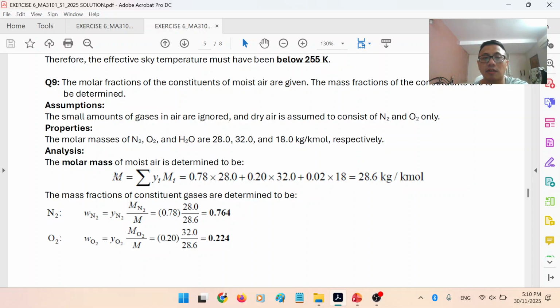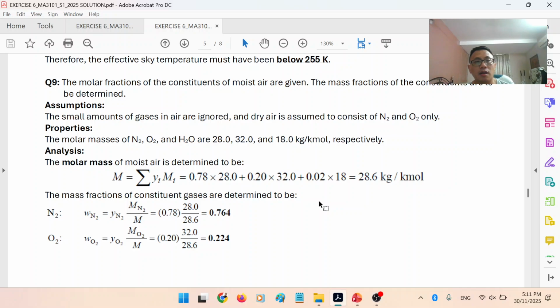Okay, we calculate based on the total molar mass equivalent to the sum of mole fraction times the molar mass of the species i. So we have nitrogen 28 times the mole fraction 0.78, oxygen 32, the mole fraction is 0.2, and then water, moisture, about 0.02 fraction. Okay, so the total molar mass of the moist air is 28.6 kilogram per kilomole.